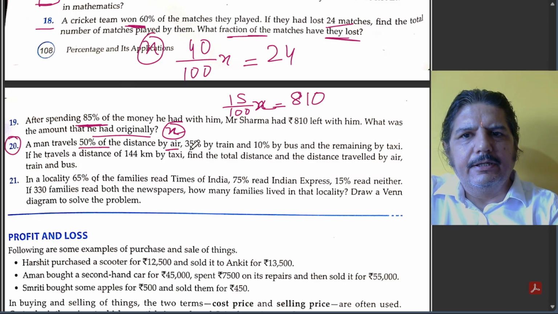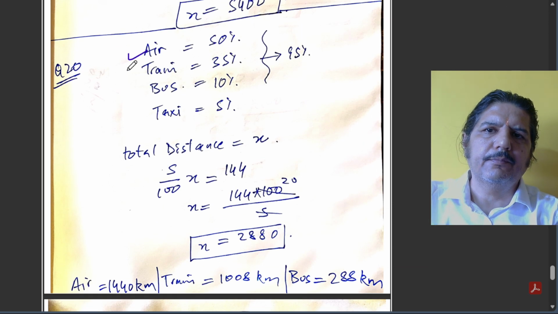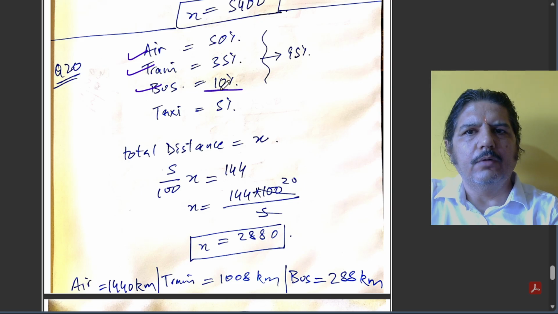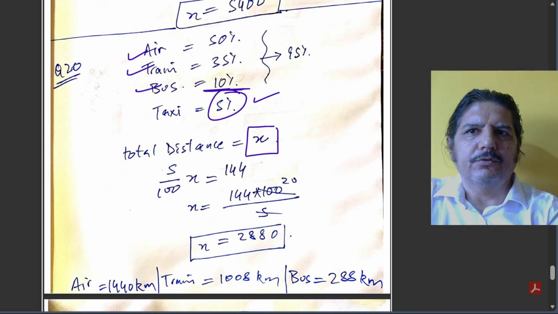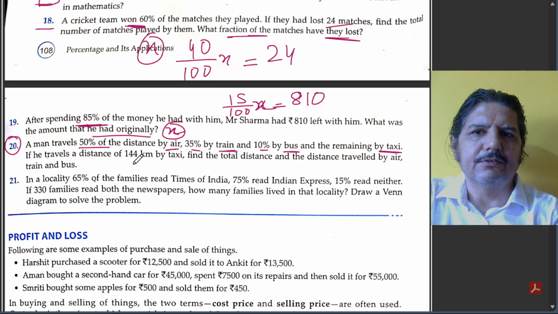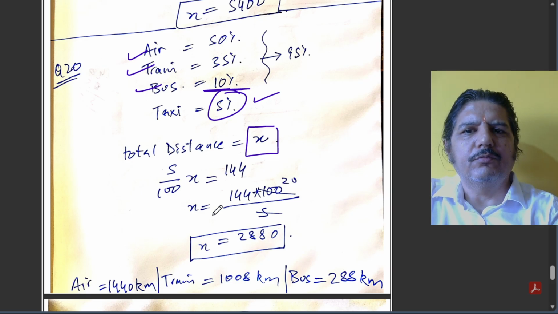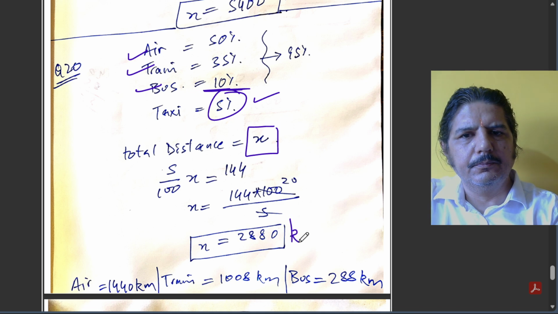50% traveled by air, 35% by train, 10% by bus, remaining by taxi. So let's note it down. 50% by air, 35% by train, bus is 10%, taxi. If you add these, 85 plus 10, 95%, so taxi would be 5%. And the total distance that he travels is X. So 5% of X, because he has given the taxi distance, which is 144 kilometers. So 5 upon 100 X is equal to 144. You calculate the value of X, which is 2880 kilometers.